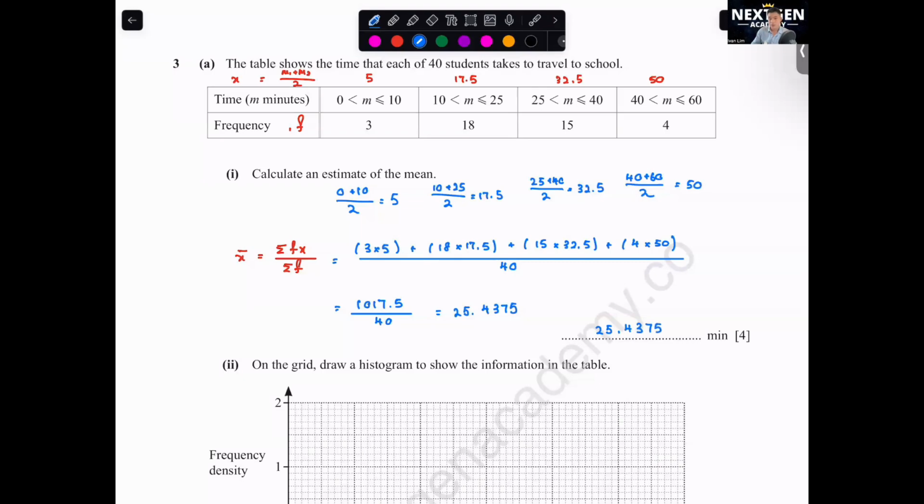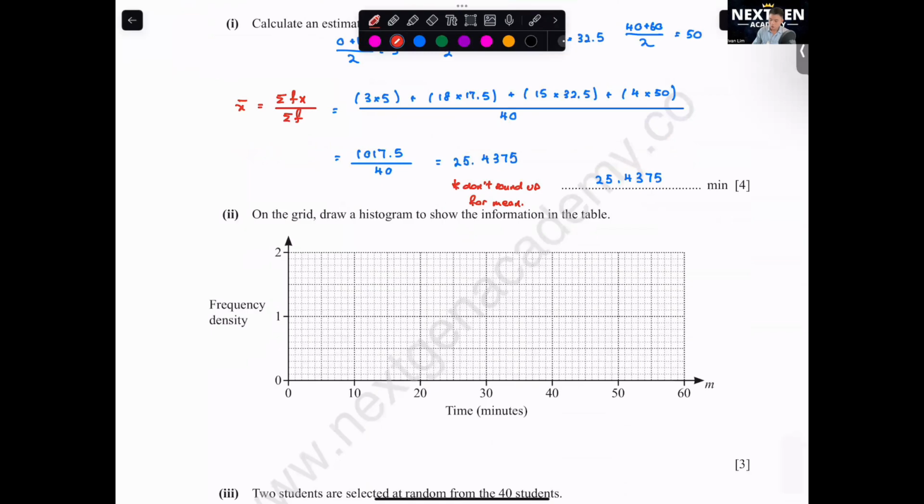Please remember this. For mean, you have to write down all the values. So this one, don't round up for mean. Okay, next one. On the grid, draw a histogram to show the information in the table. Histogram, you'll see the word frequency density. So frequency density, write down the formula first. FD equals F over CW. Frequency over class width.